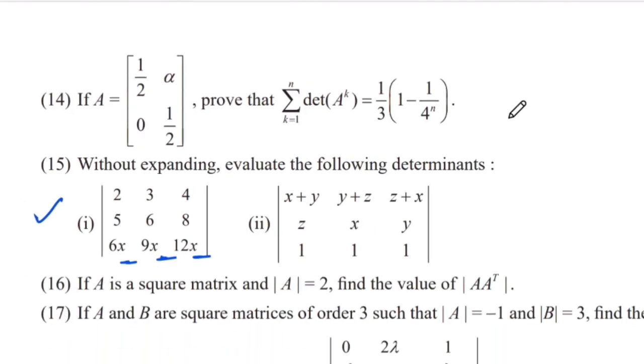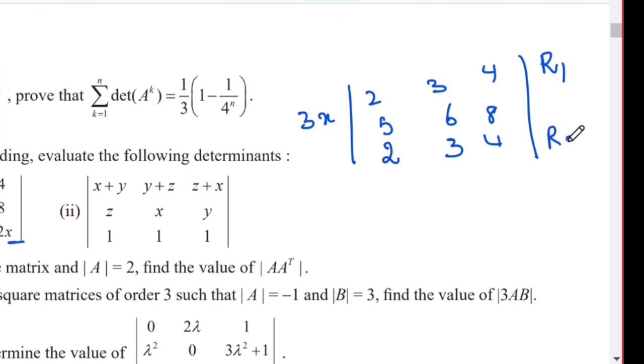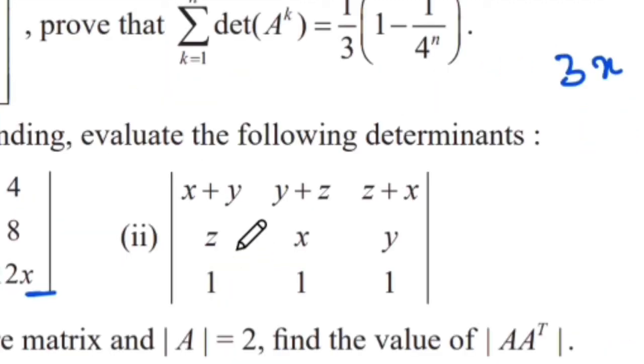3x is common. 3x outside. What do you get now? First row 2, 3, 4. Second row 5, 6, 8. Third row, what do you get here? 2, 3, 4. So two rows are equal. You can see R1 and R3 are equal. So what is the determinant value? 0. What we should do here? Written as a sum of two terms, so split.